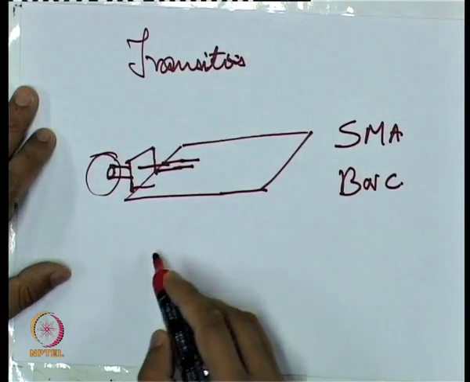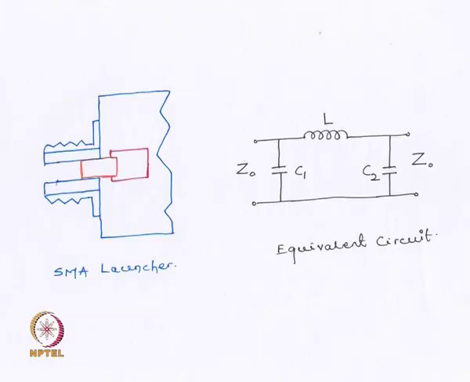For example, an SMA transition, if the SMA launcher is shaped like this, its equivalent circuit is like a low pass filter, a PI implementation of a low pass filter. So, this is one end of this launcher and this is the other end. Both are matched to Z0 characteristic impedance. The inner circuit or the central conductor provides an inductive effect, whereas the metal stacked one over another produces a capacitive effect. So that is how it is done.